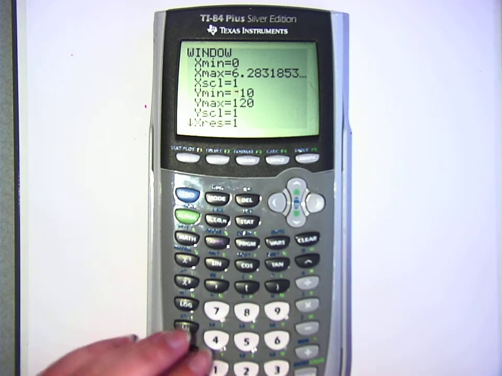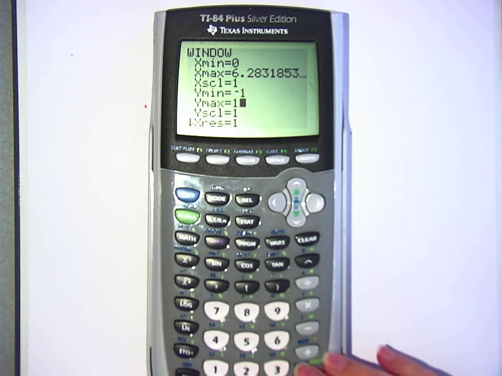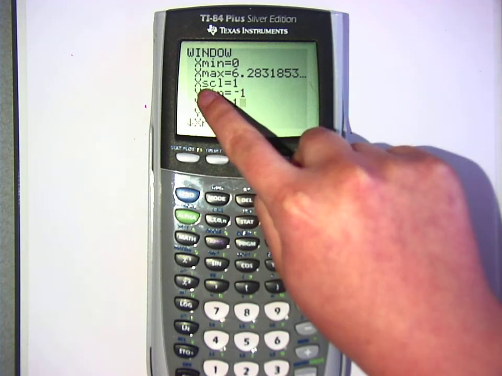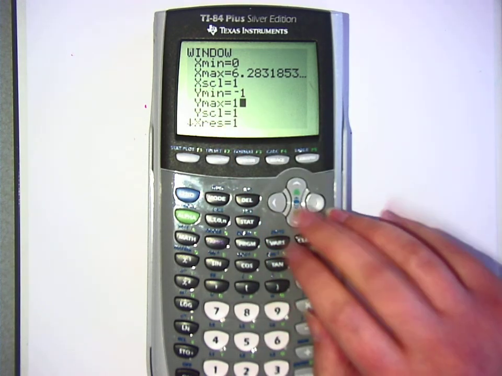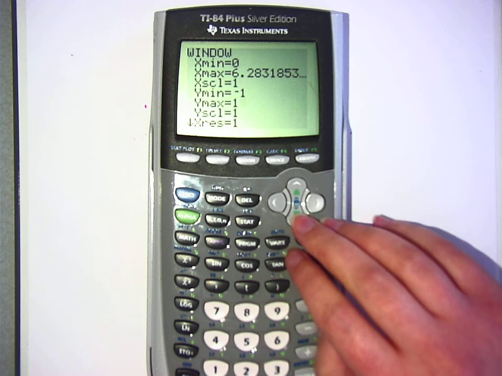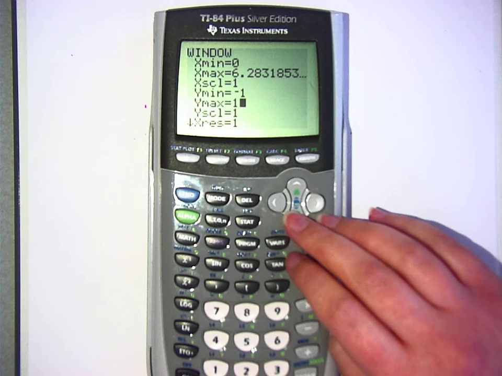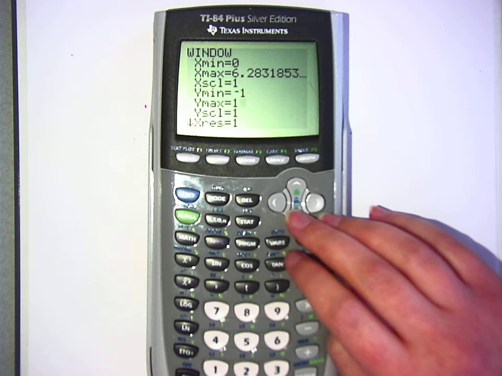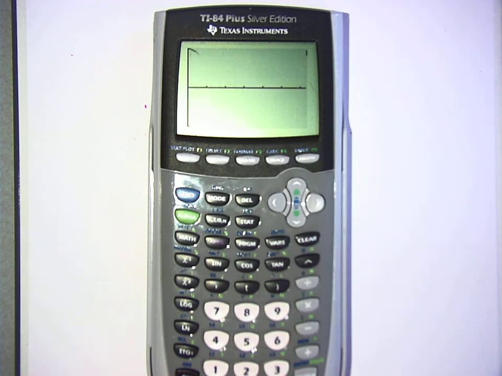Yeah, you can change it later. Make sure you're not doing it in the XSCL thing. Do you know what the XSCL is? Anybody want to take a guess? Scale. X scale, yeah, it's how often there's a tally mark in your graph. So you can go by 5s or whatnot. Now push graph.